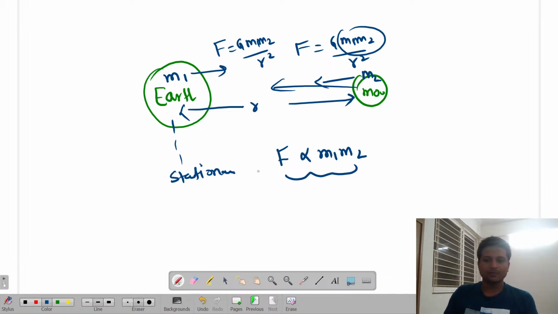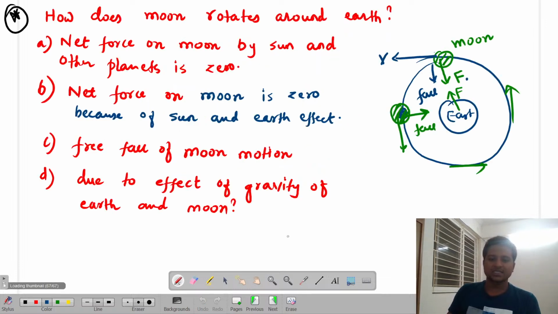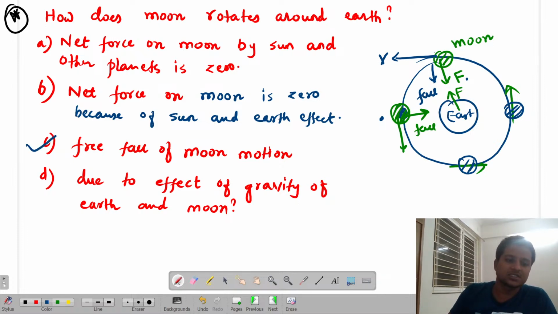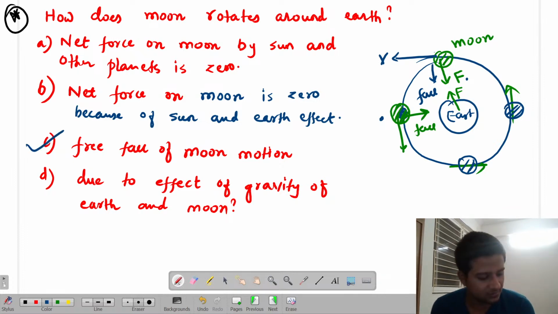So basically, the Moon will try to fall towards the Earth, and as it is falling, its tangential velocity will bring it back over here. Then once again it will be brought back over here, and once again over here. Are you able to get me or not? So what makes the Moon rotate? It's its free fall, not the effect of gravity.